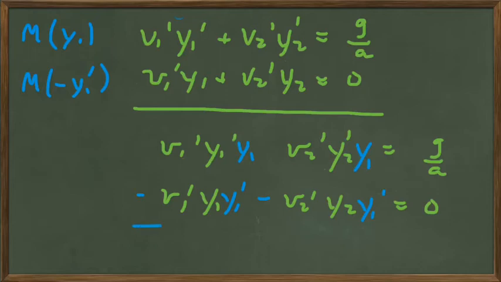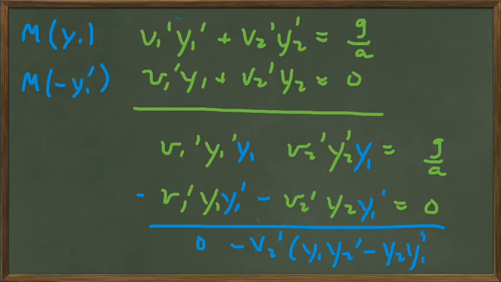So now if we add up these two equations, we see that we get 0 here, and in the second column we can factor out a v2 prime, and when we do that, what's left is y1 y2 prime minus y2 y1 prime equals y1 times g over a.